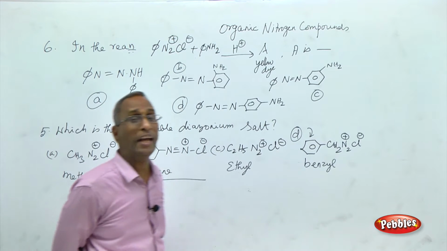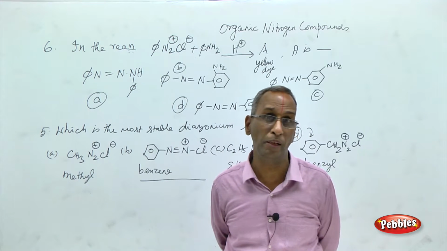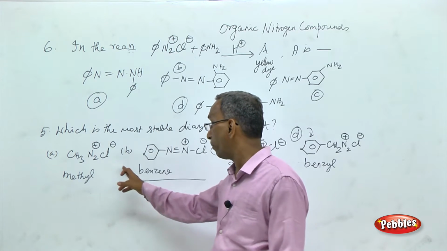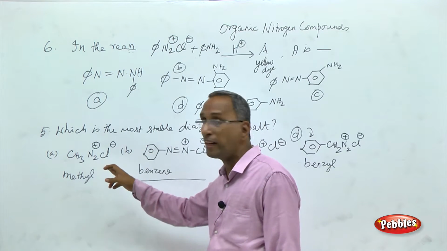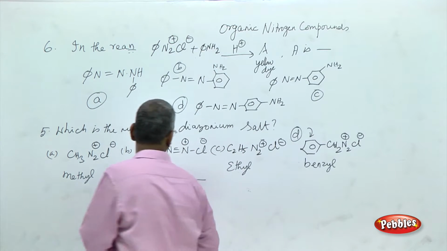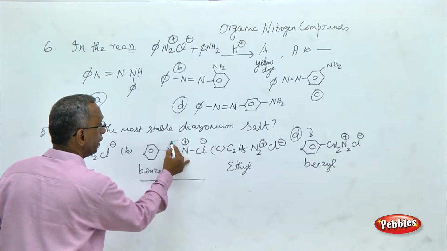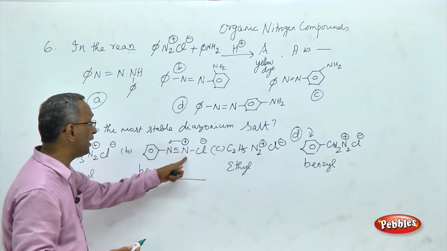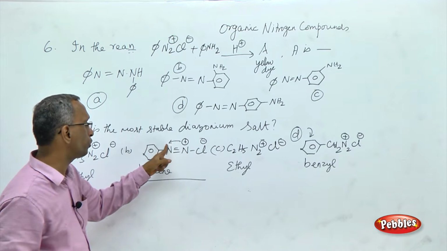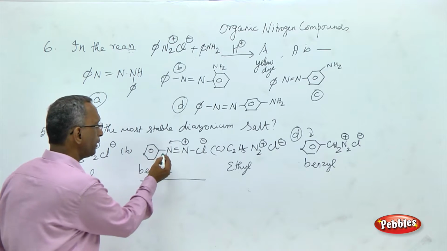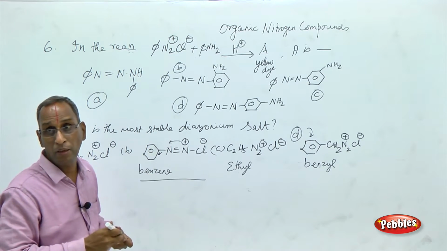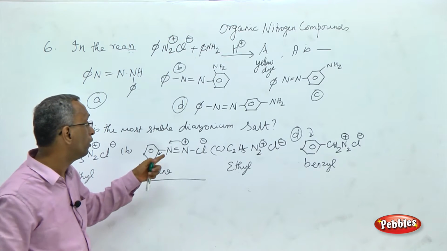Generally, aliphatic diazonium salts are not stable. Aliphatic diazonium compounds are highly reactive. Aromatic compounds are more stable than aliphatic compounds because of the stabilized benzene structure. Here the positive charge is moved to this nitrogen, both are nitrogen only, equally powerful. If it moves to here, automatically this positive charge is stabilized in the benzene ring. So resonance structures are possible with the benzene ring.